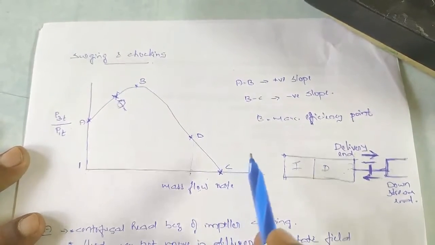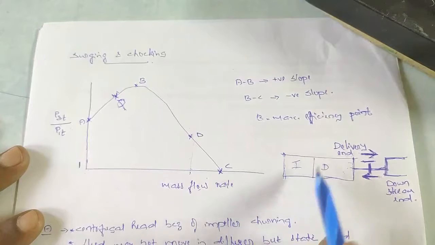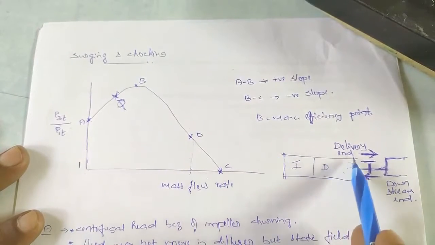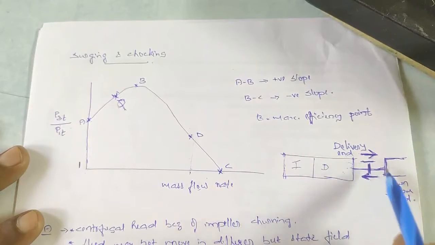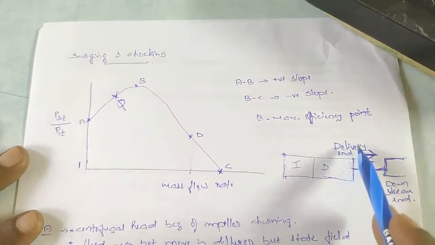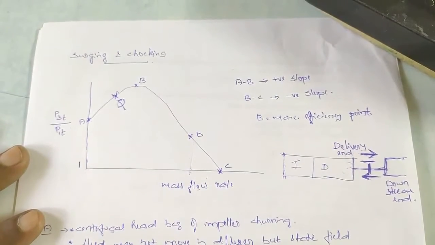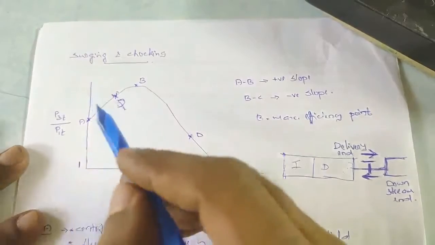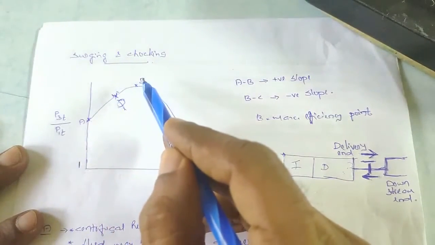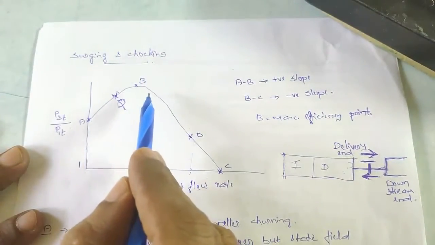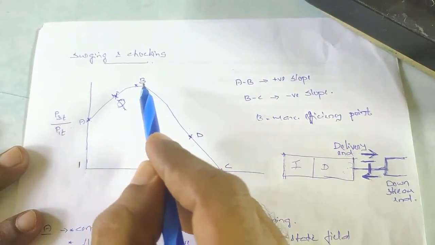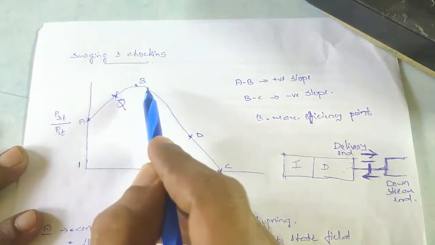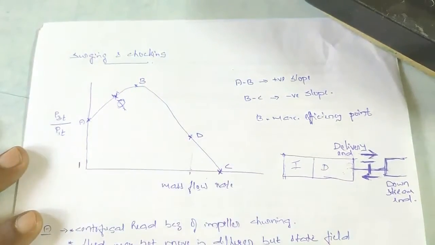So let us consider a compressor here. This is the impeller, this is the diffuser, together it will be a compressor, and there is a delivery valve here, and this is the downstream end of the compressor, and this is the delivery end of the compressor. You can see that the part AB has a positive slope, the part BC has a negative slope, with B as the maximum pressure ratio, which will be the maximum efficiency point for the compressor.